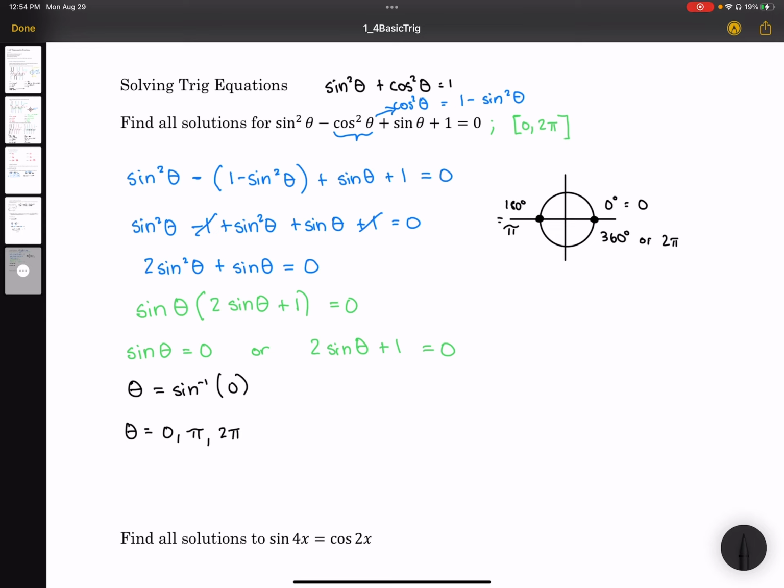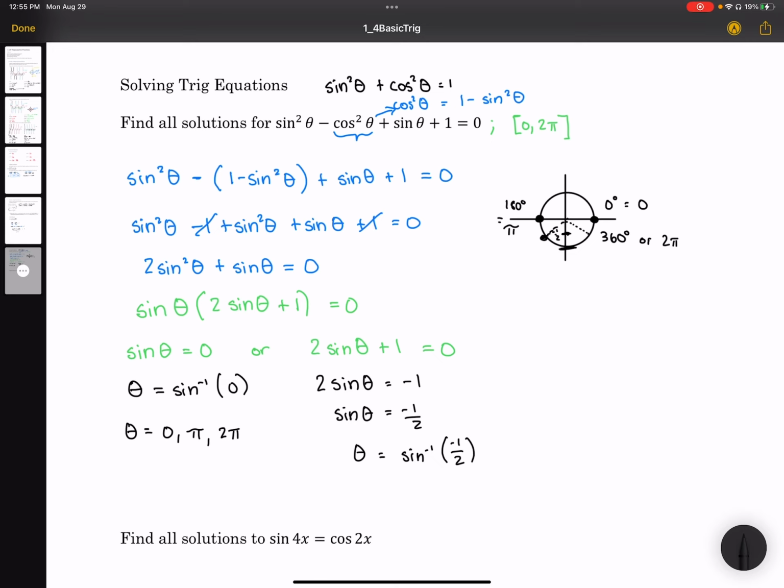All of those work. So the next thing is, if we solve this other equation, we get 2 sine theta is equal to -1, and then sine theta is equal to -1 divided by 2. And so theta is equal to sine inverse of -1 divided by 2. And I don't know if you remember, but y being -1/2 is going to be, if we consider this to be 1, -1/2 is right here. So we're looking for the two angles where that is true.